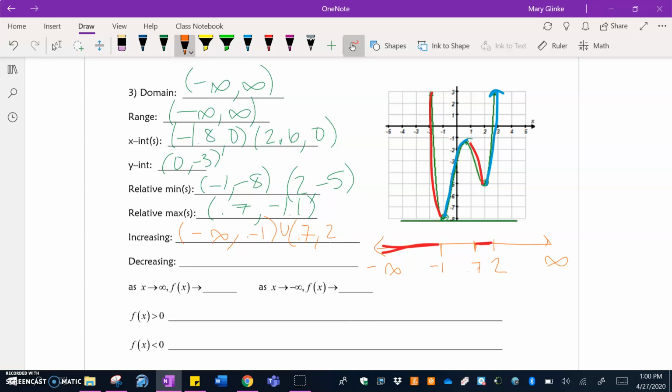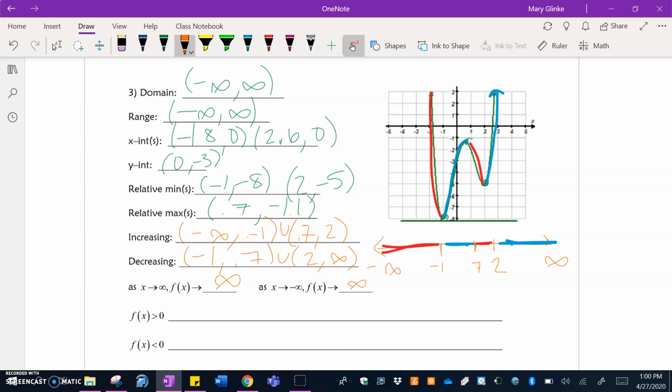to 2. The decreasing intervals were this one and this one, which happens from -1 to 0.7, and then again from 2 to infinity. On the right, our graph is going up, and on the left, our graph is also going up. So on the left, our graph is going up to +infinity.